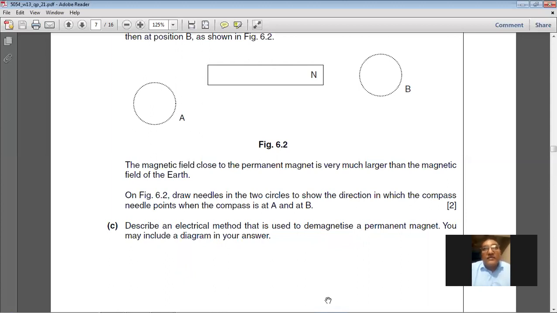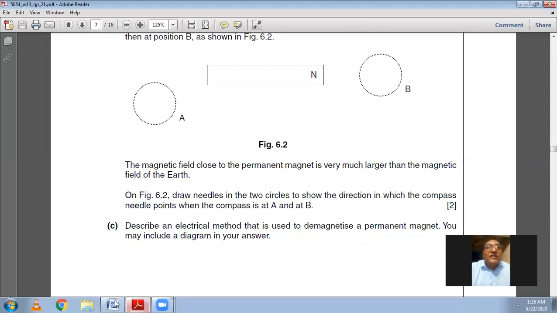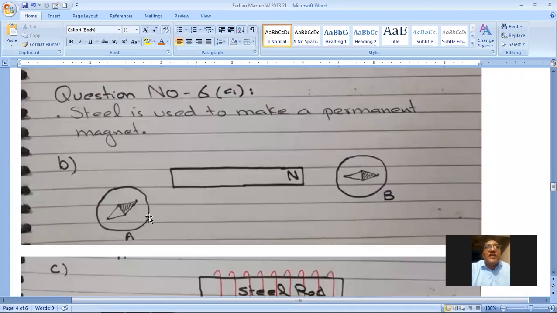Okay, so I have done this on paper. Let me show you the diagram for question number 6A part on your screen. You can see that I have shown position A. The compass will be pointing in this way because here we have the south, and on this end we have north. So the magnetic compass needle will be pointing to the right, like this. I hope that this is clear to you.